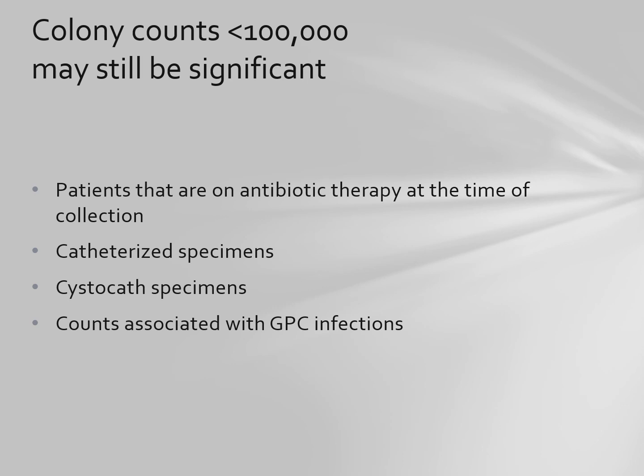If you have a catheterized specimen with a colony count of greater than 1,000 colony forming units per mil, that is considered significant. The same thing is true with cystocath specimens. This should be a sterile procedure, but if you have a colony count that's very low, it still could be significant. And if you have counts associated with gram-positive cocci infections, it could be significant because you may have MRSA or VRE or even something like Staphylococcus saprophyticus. Those are significant organisms.